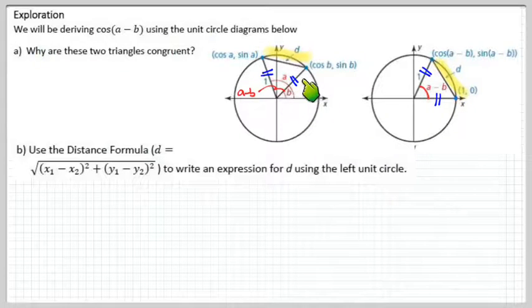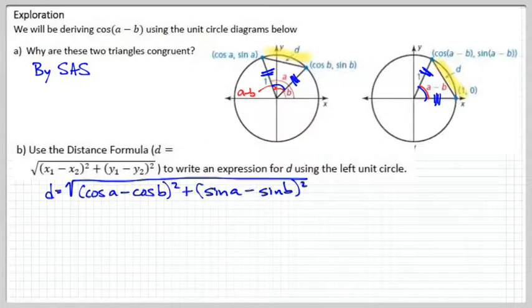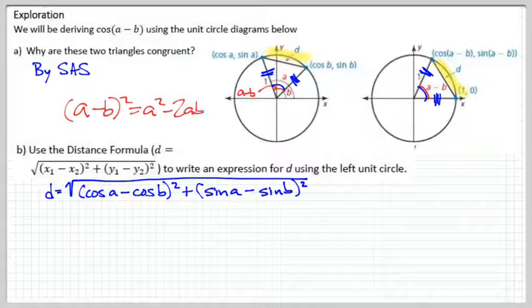First off, we're going to use the left unit circle. We're going to use the distance formula to write out the distance d here. So we have x1 minus x2 squared, y1 minus y2 squared. We're going to expand these. Remember our little expansion here. Actually, let's look at the minus version. So a minus b squared is equal to a squared minus 2ab plus b squared. We're going to use that little pattern here.